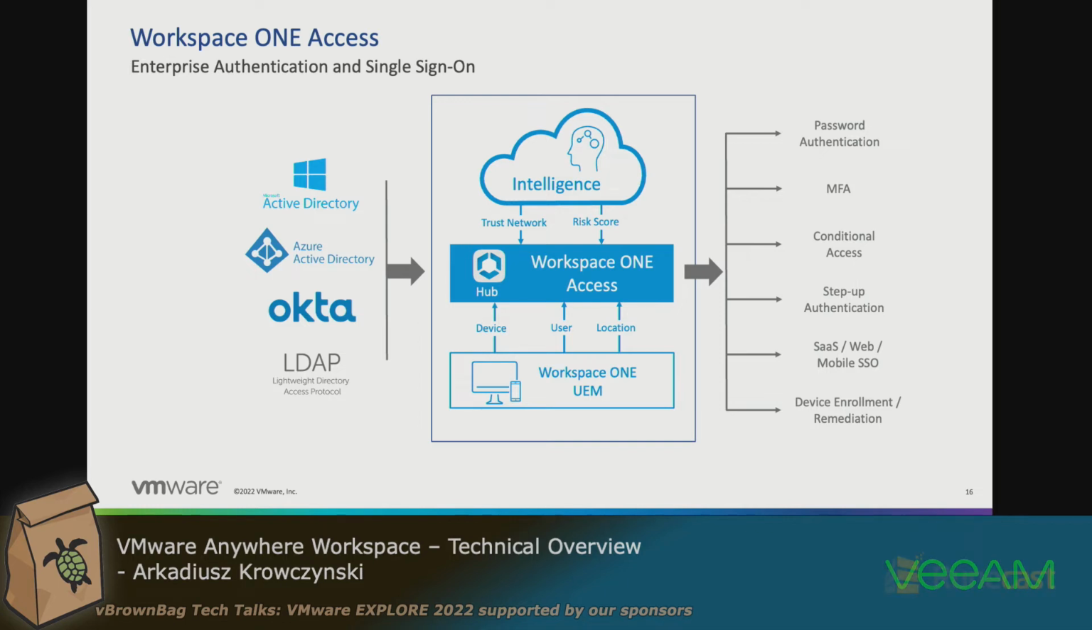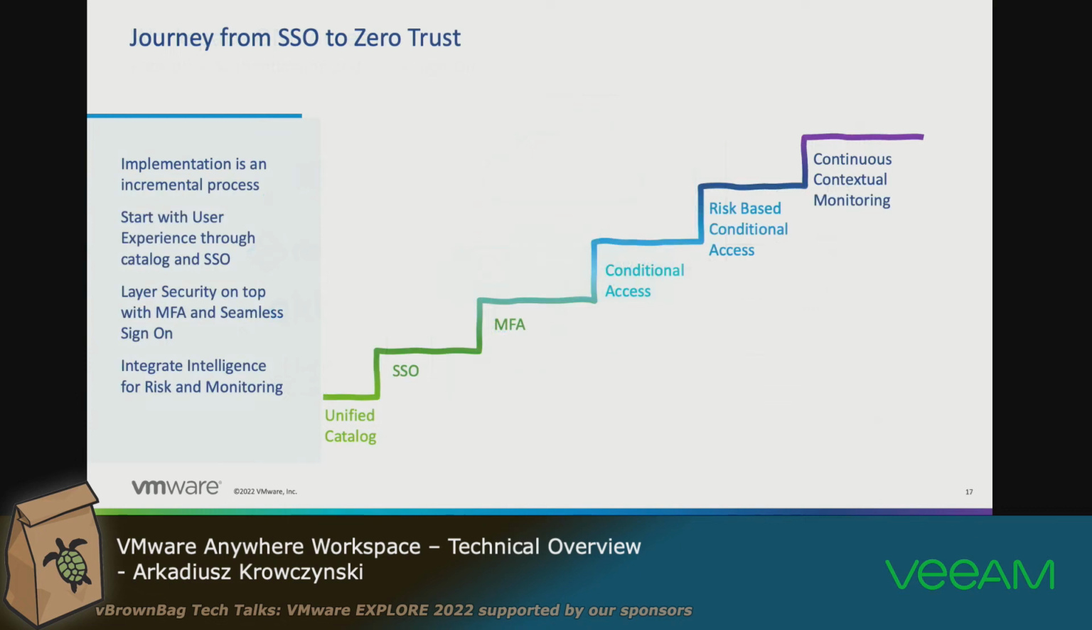And other topics for sure, conditional access, accessing for SaaS and mobile single sign-on applications, so iOS and Android. With Tunnel, you have a seamless user experience. There's no need to fill in thousands of times your username and password. Everything is working in a perfect way together with WorkspaceOne UEM and WorkspaceOne Access with mobile single sign-on.